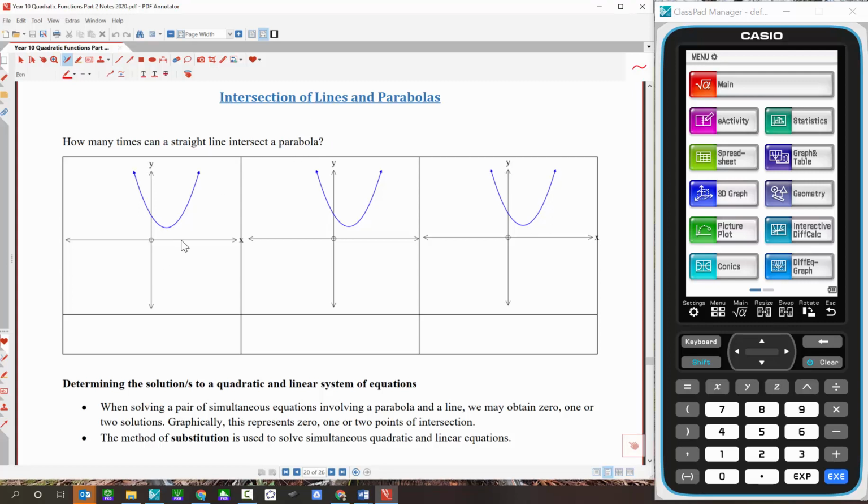We can get this situation. So we've got a straight line here, which is 0, i.e. the line misses the parabola completely. And that's a very feasible option. Okay, we can get one intersection.